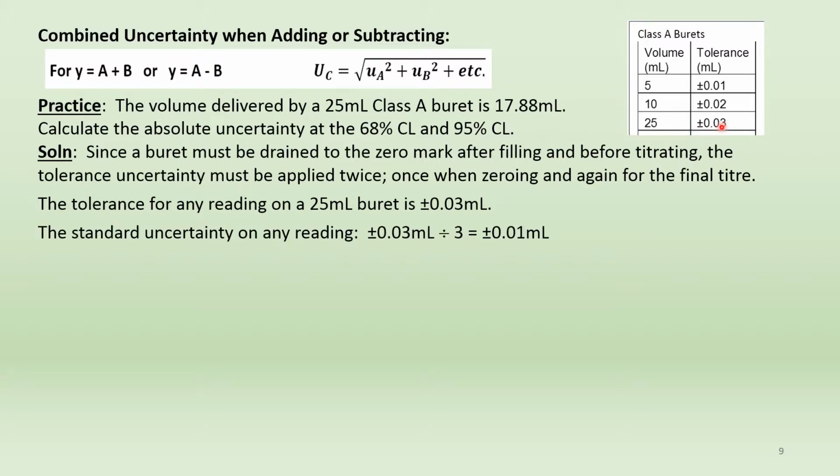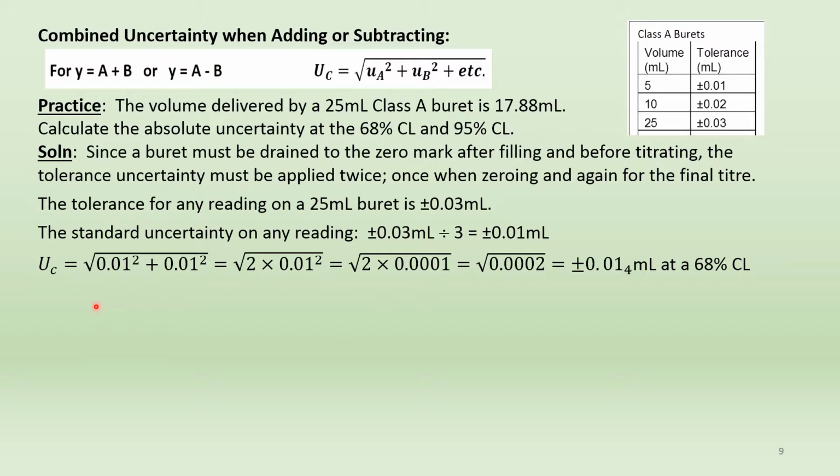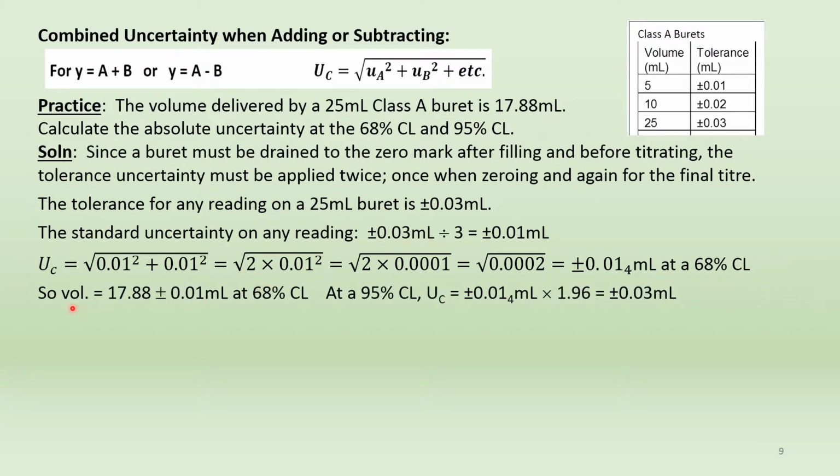That's the maximum uncertainty. The standard uncertainty will be 1/3 of that, which is plus or minus 0.01. So the combined absolute uncertainty of the two numbers would be the root of the sum of the squares of the individuals. That comes out to be plus or minus 0.014 mL at the 68% confidence level. So the volume would be reported as 17.88 plus or minus 0.01 mL at the 68% confidence level.